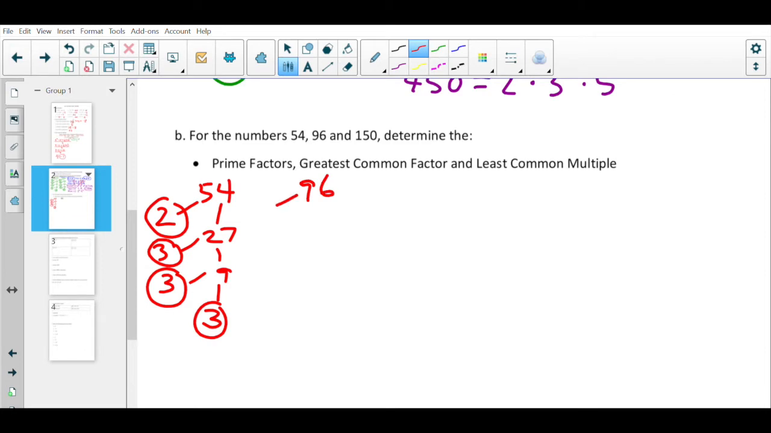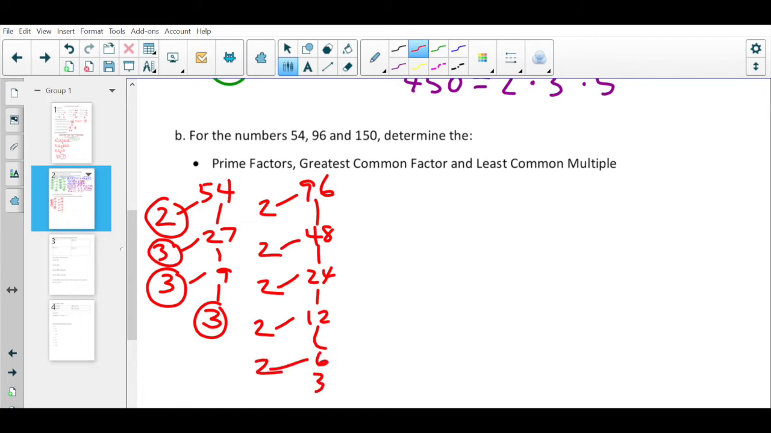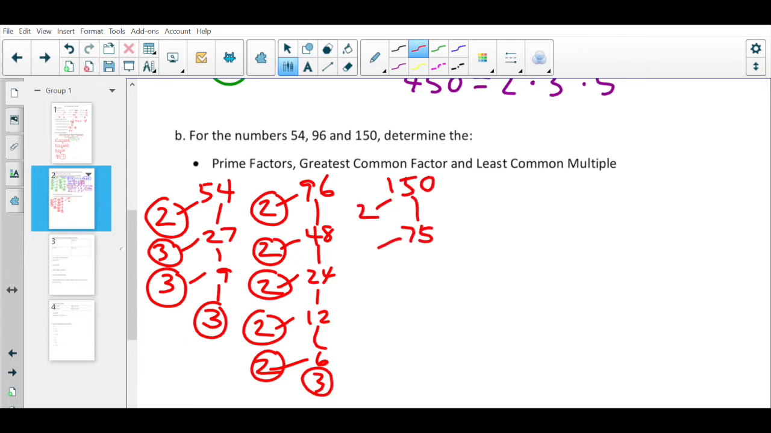96, what are the prime factors? 2, 48. 2, 24. 2, 12. 2, 6. 2, and 3. So 2 times 2 times 2 times 2 times 2 times 3. There are your prime factors for 96. What about 150? Divide by 2, that's 75. Divide by 3, that's 25. Divide by 5, that is 5. So for 150, it's 2, 3, 5, and 5.